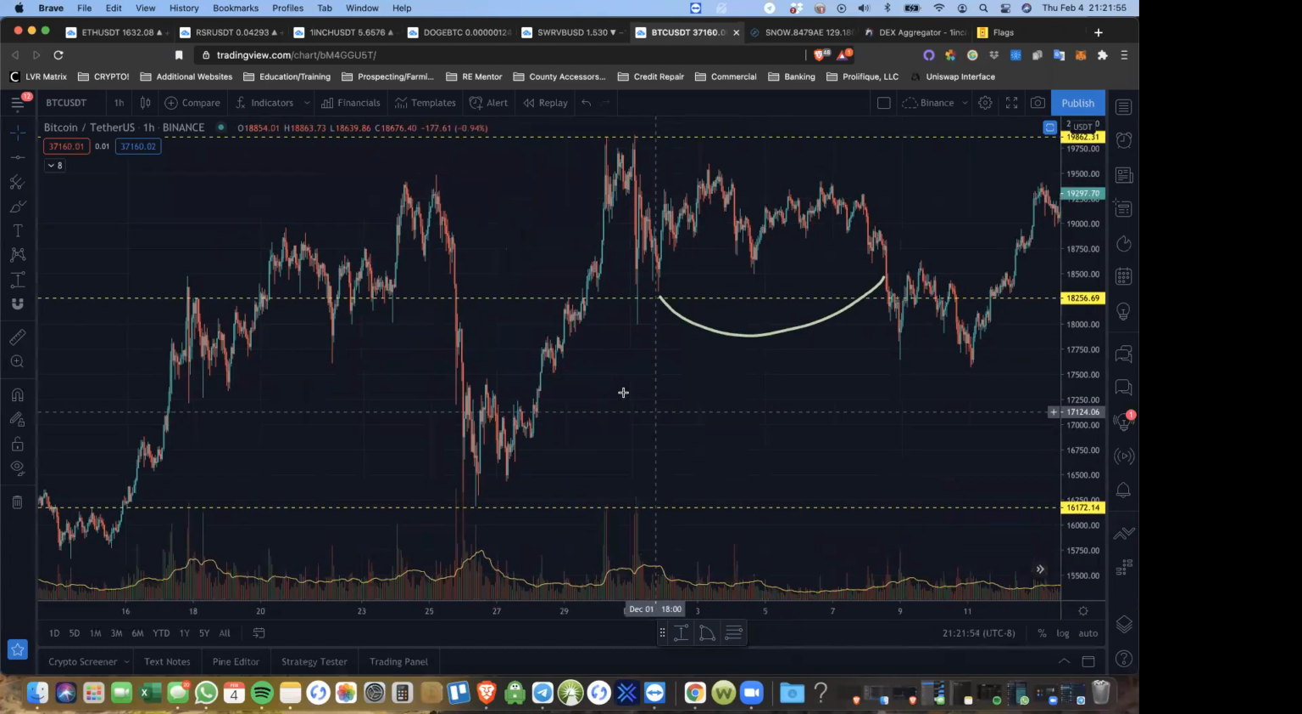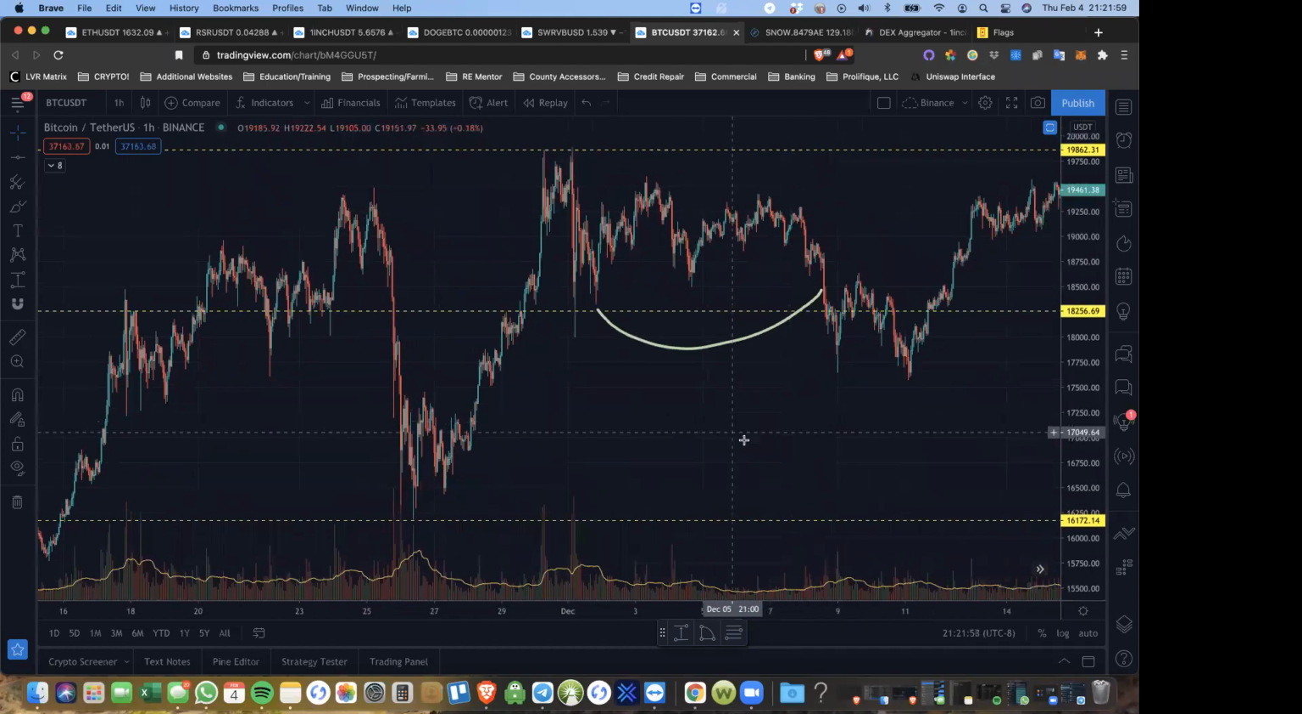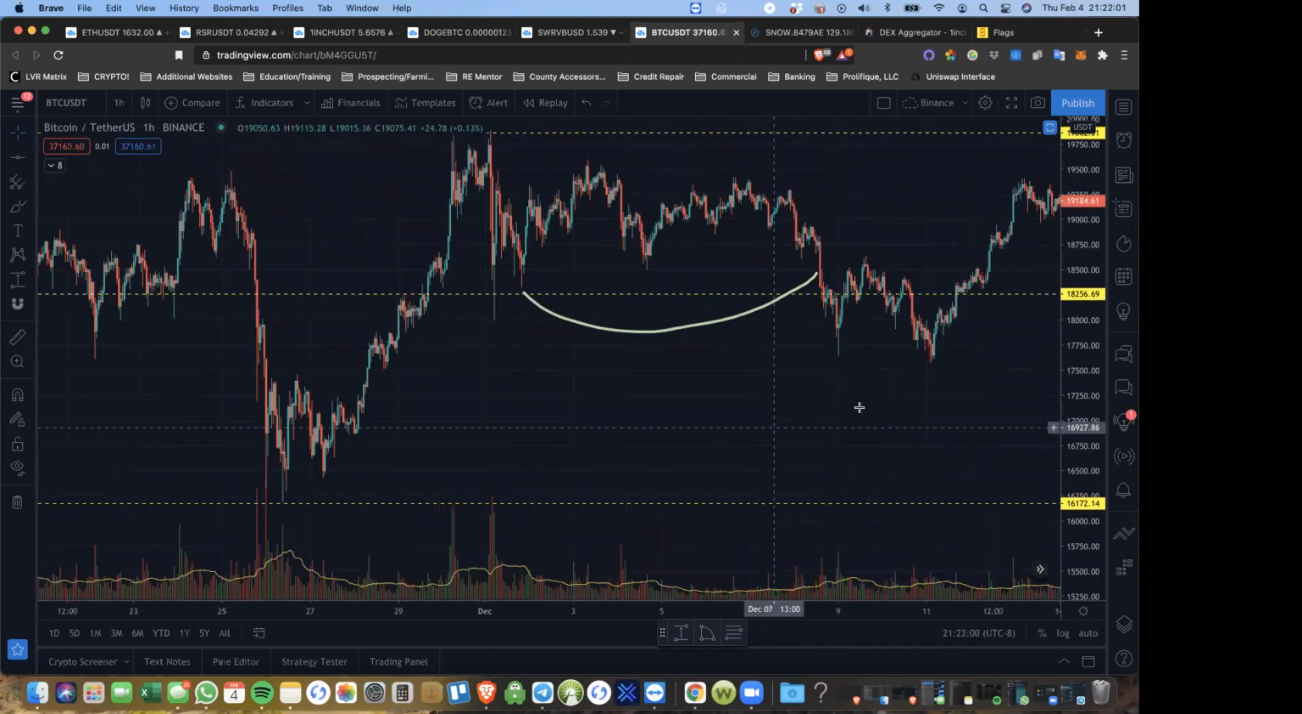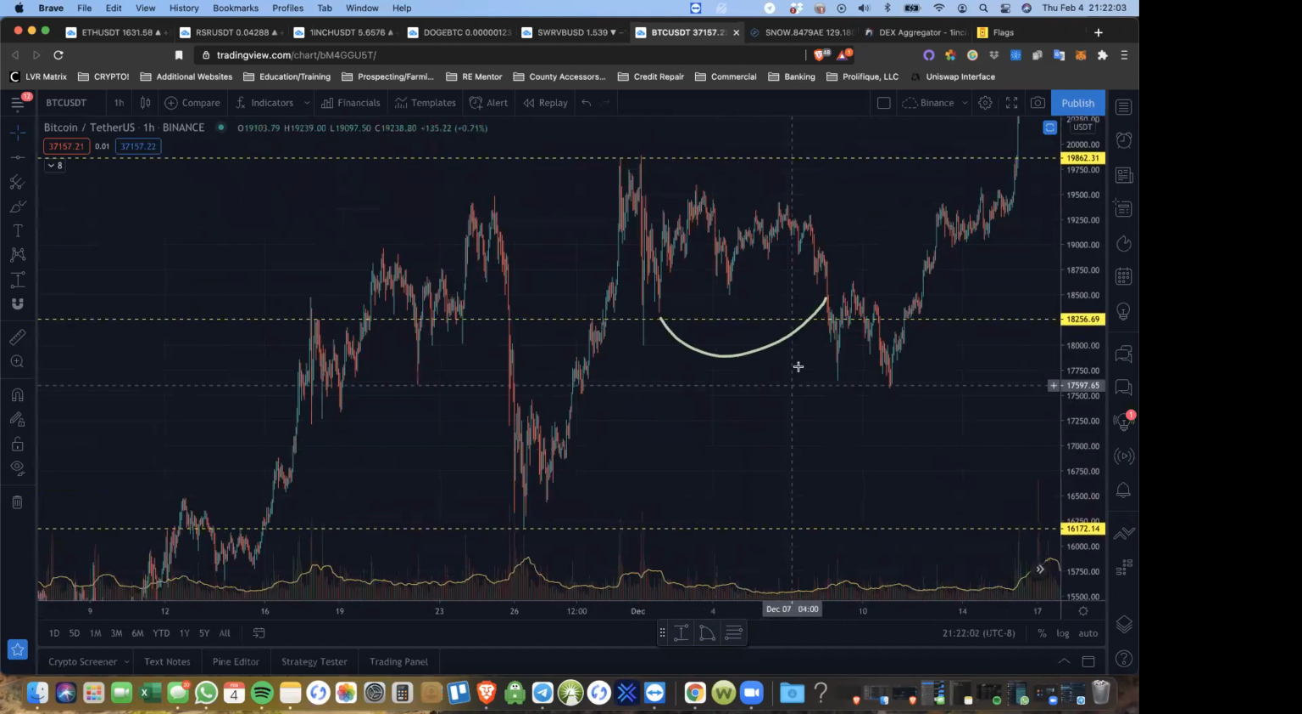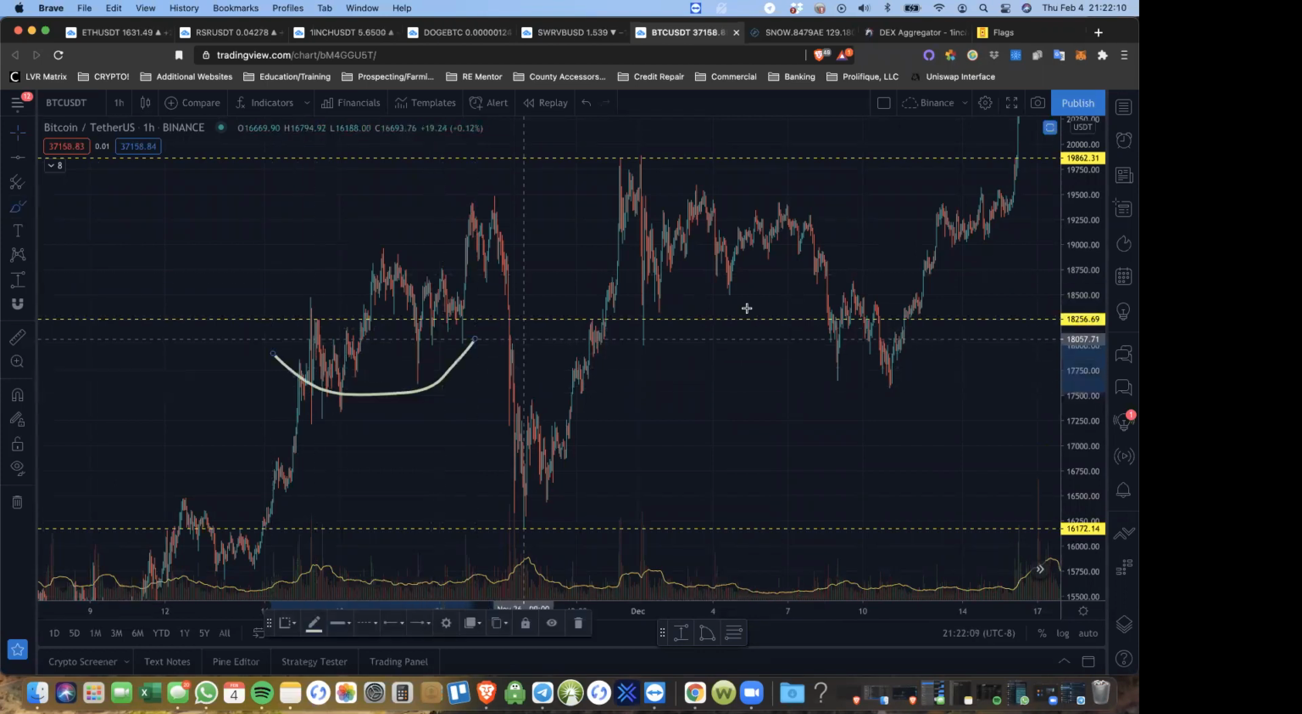Okay. So you see this pattern right here. It's large on the bigger scheme of things. The biggest thing I see here is this inverse head and shoulders, right? I don't even need to draw it. I can already see it. Shoulder, it's a little ugly, but nonetheless, it still works.